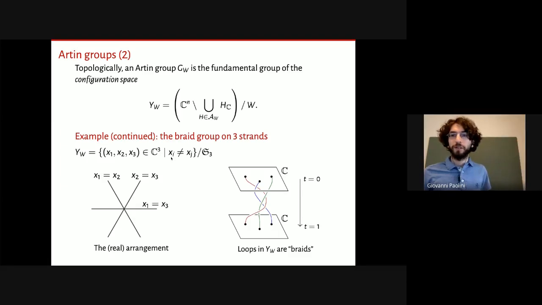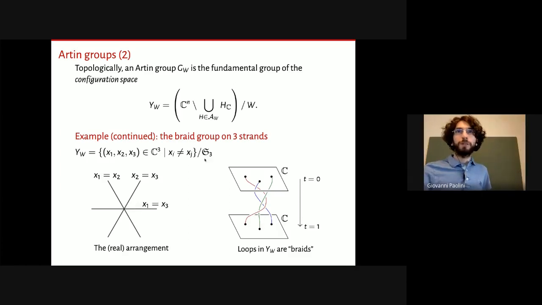They just are now over the complex numbers instead of the reals, but nothing really changes. So basically, to go to the complement, we need to ensure that all these hyperplanes are avoided, which means that these three complex numbers should be pairwise distinct. And finally, we take the quotient by the symmetric group, sigma 3, which acts by permuting these three complex numbers.